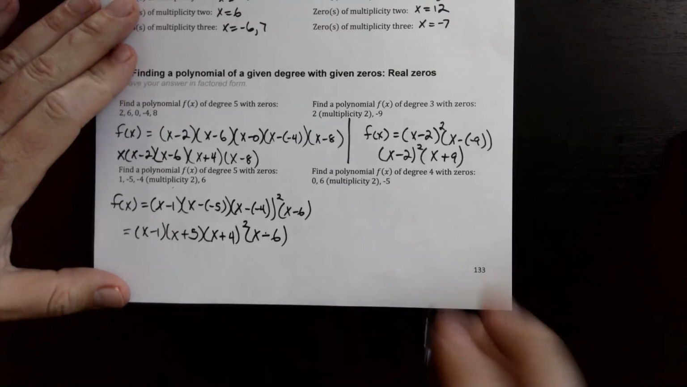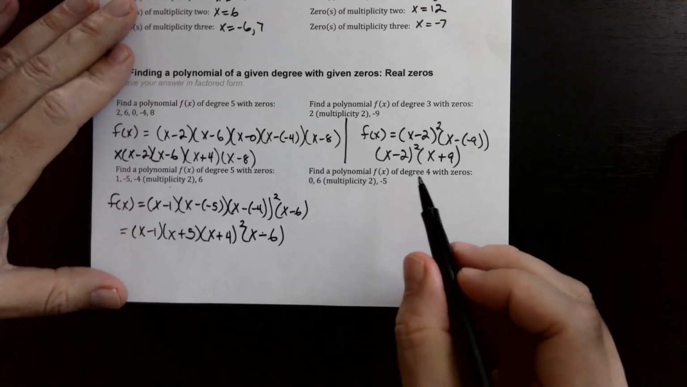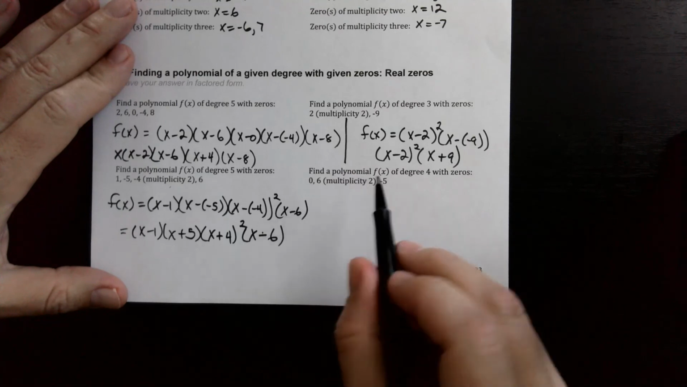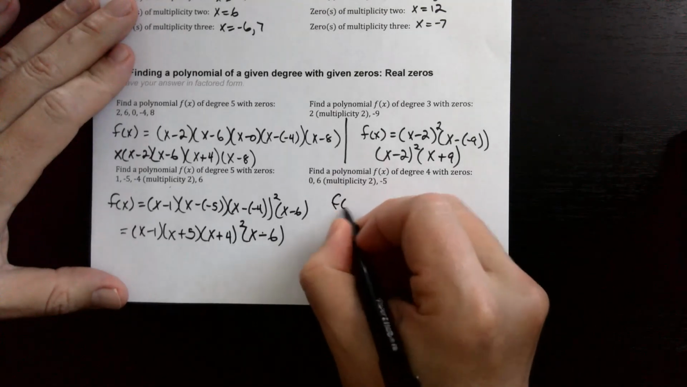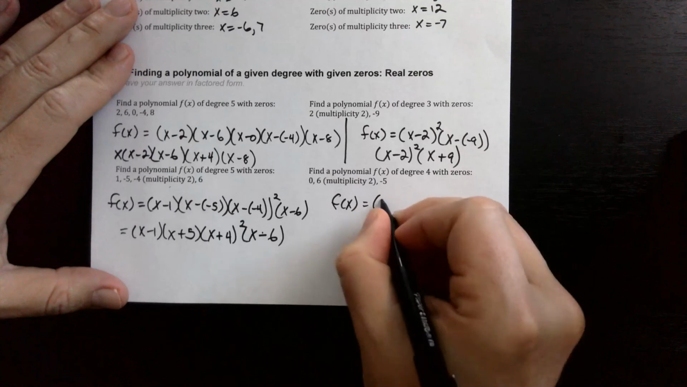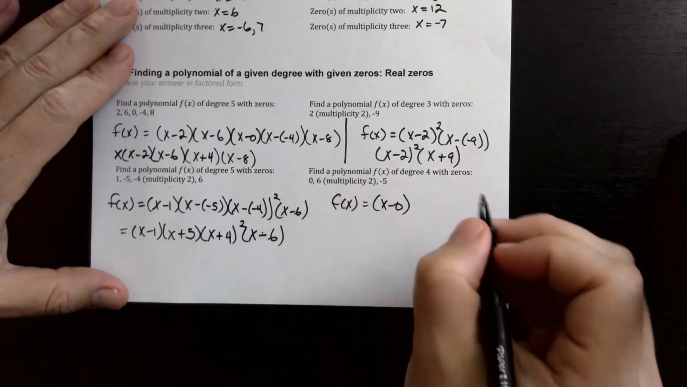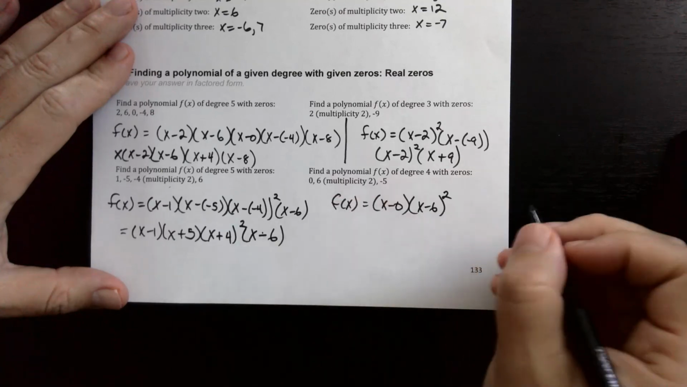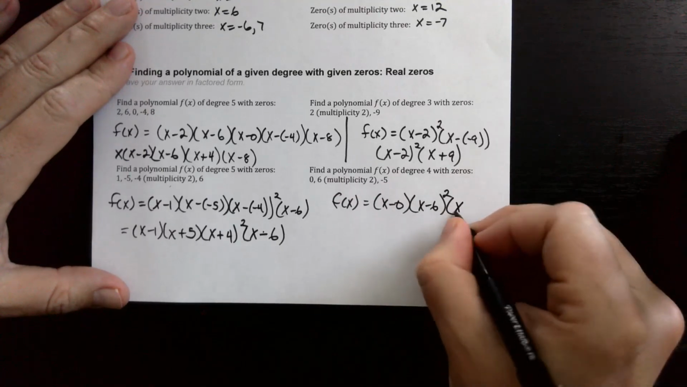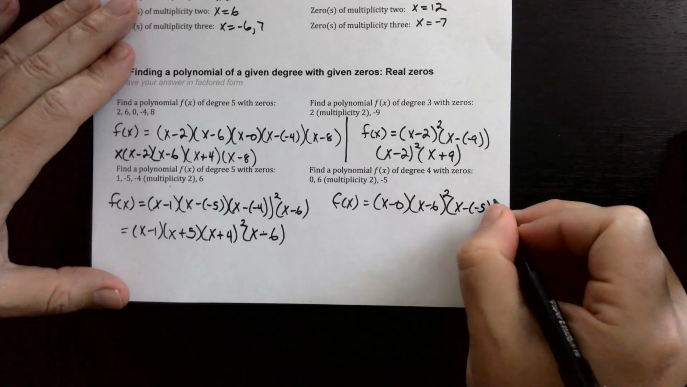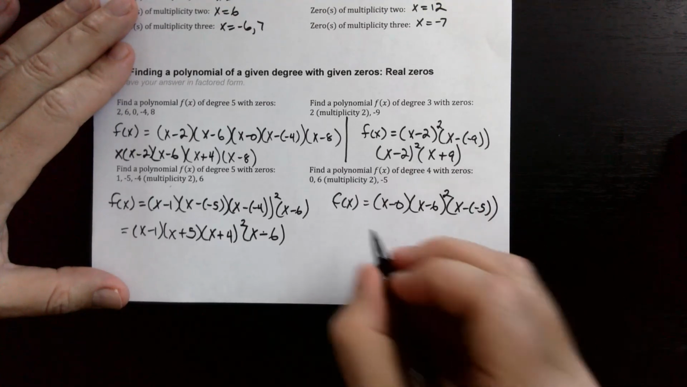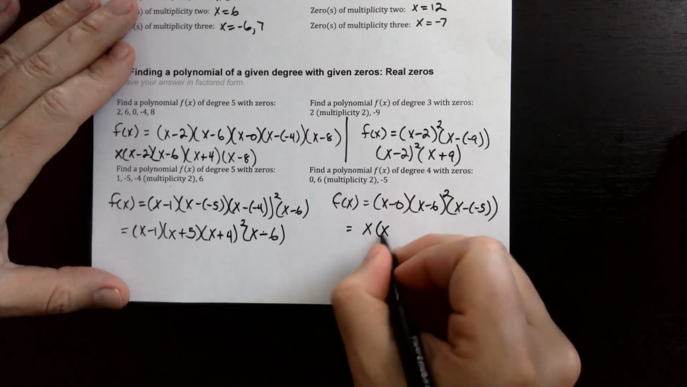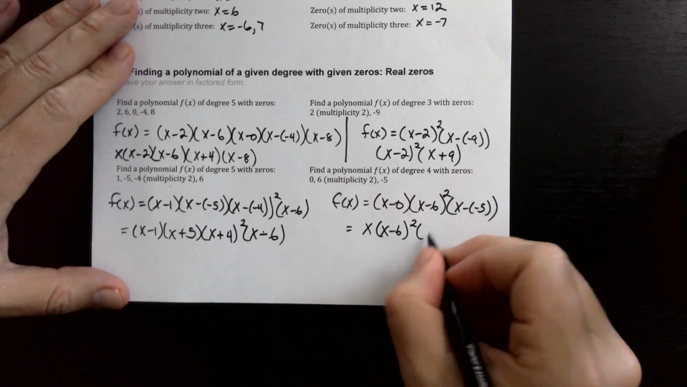Okay, and now for the last one, polynomial f of x of degree 4 with zeros of 0, 6, and -5. So f of x is equal to x minus 0, that's the first one, x minus 6 multiplicity 2, that's the second one, and then x minus a -5. Let's clean that up. So this just becomes an x, and then x minus 6 squared, and then x plus 5.